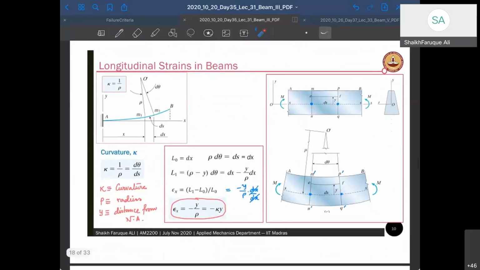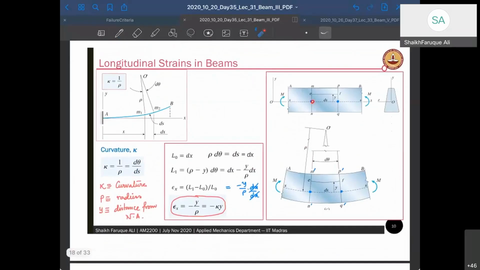Now look at these two points. This is your dx length. This length has not changed because it is along the neutral axis. So please note that the length dx along the neutral axis does not change. Okay, so that remains the same.